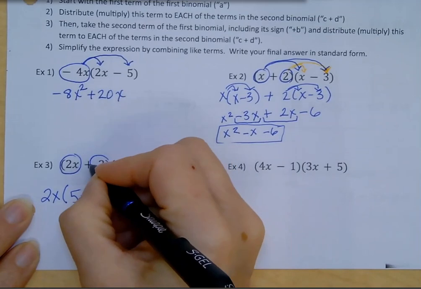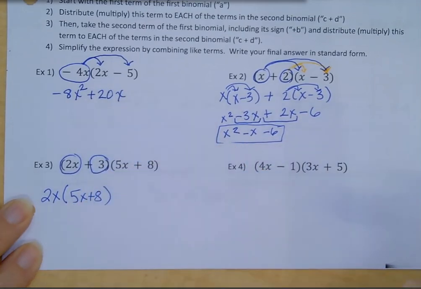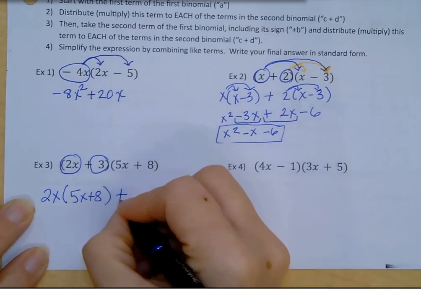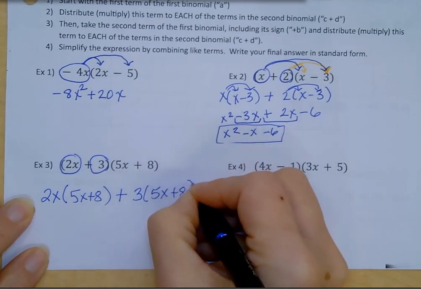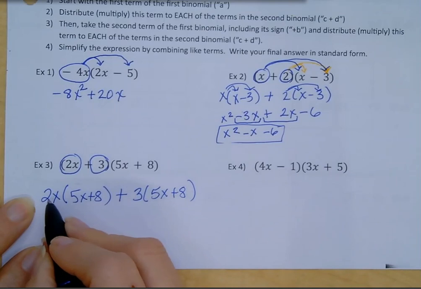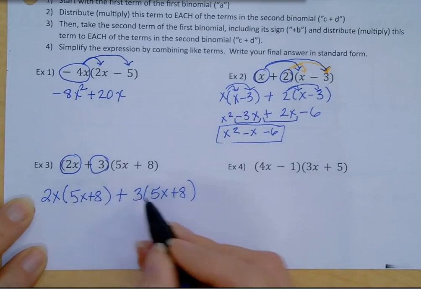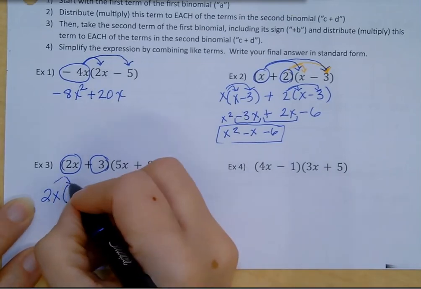Then I'm going to take the second term of my first binomial, so I'm going to combine this with 3 times 5x plus 8. Okay, first term of first binomial, second term of first binomial. And now we just use distributive property.